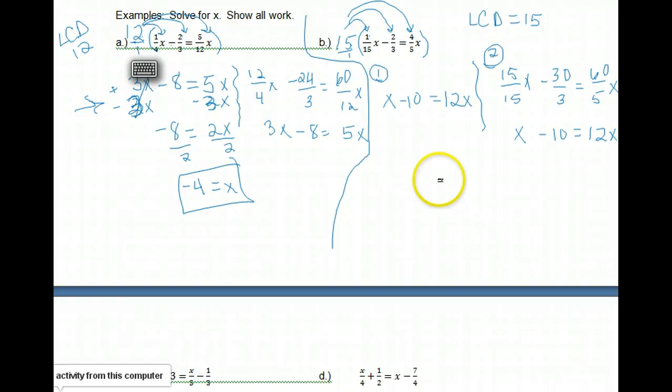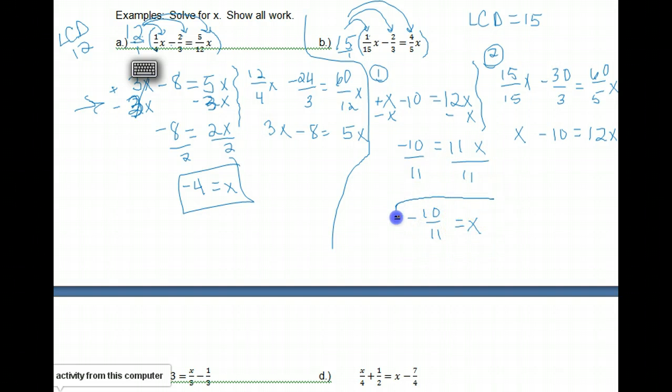So now let's go ahead and solve the equation. We do want to get our variables on the same side, so we will begin by moving the x. It is a positive x. Please remember that the sign in front of the number is the one that you need to focus on. So we're going to subtract x from both sides. Negative 10 equals 11x. We will divide both sides by 11. And we have negative 10/11 equals x. And that is our answer.